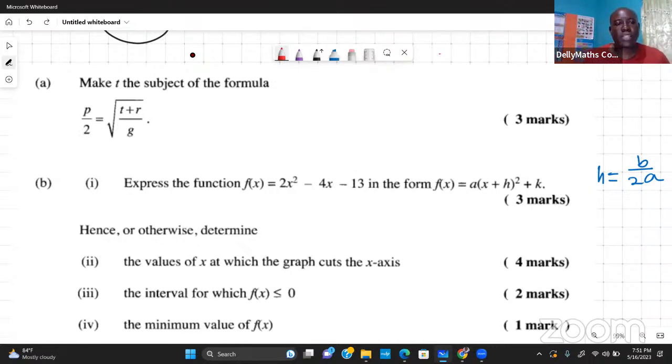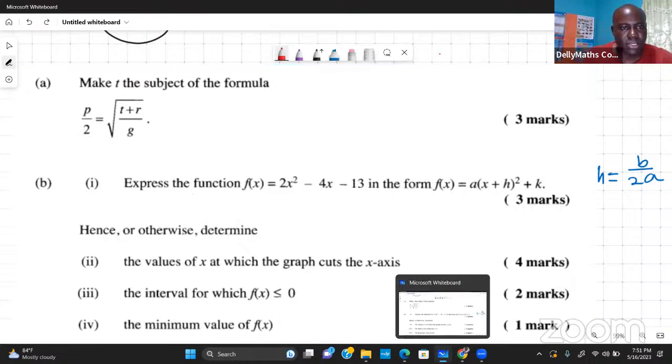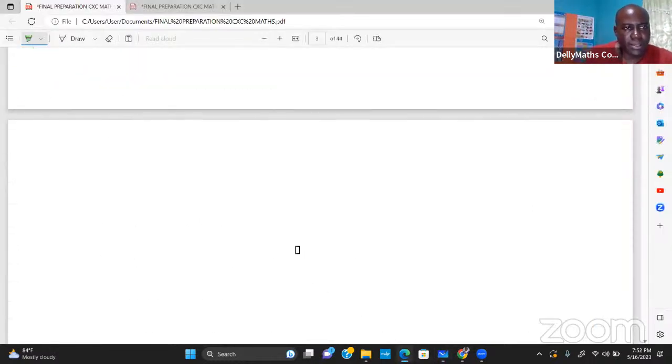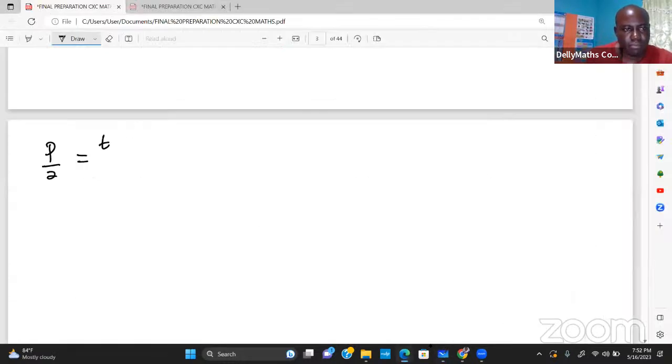So now let's see what they want us to do there. I'm going to take this one to the other board. Help me write. So I think it is P over 2 is equal to the square root of T plus R over G. I think the square root sign covers everything. Double checking, very important. Yes, it is. Here we go. What do we want? T. We're going to make T the subject.